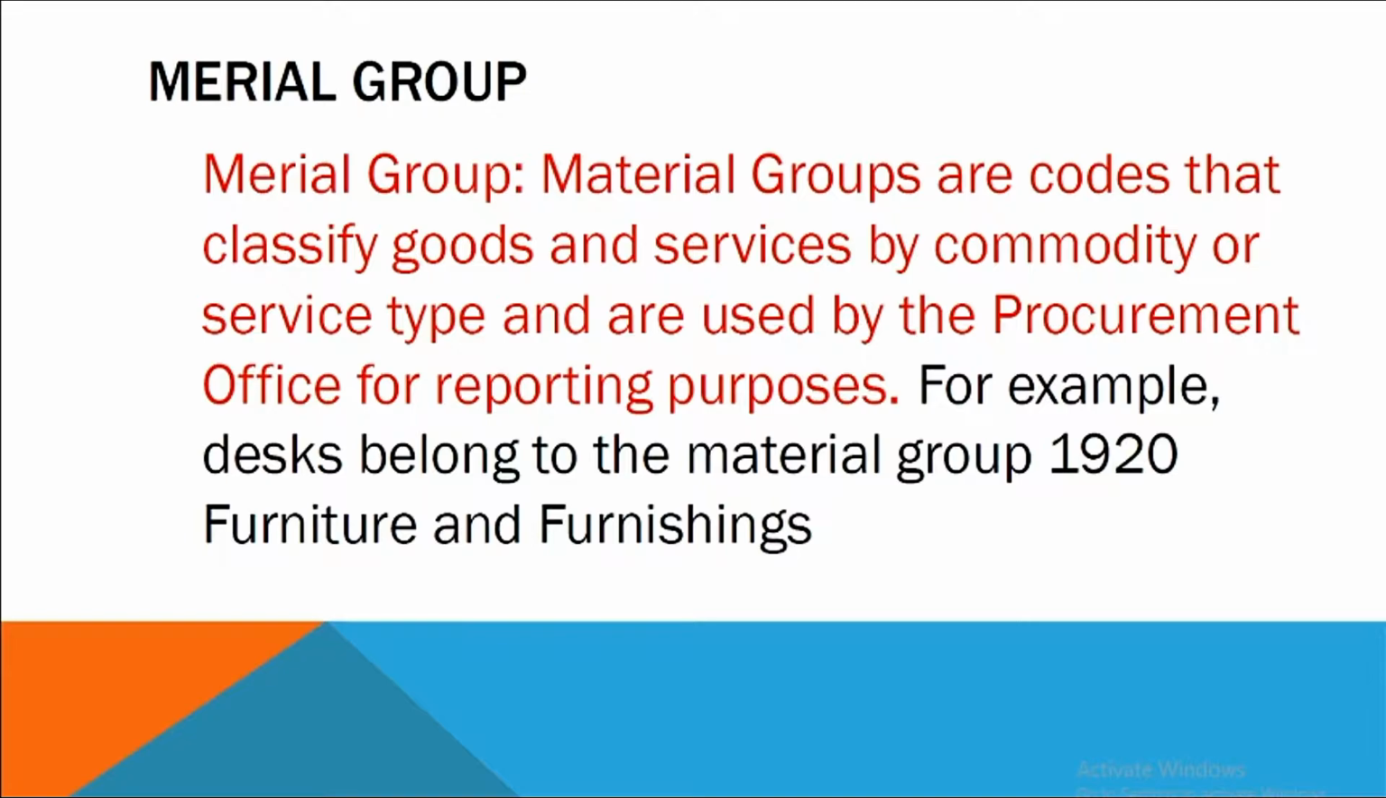Material group. Material groups are codes that classify goods and services by commodity or service type and are used by the Procurement Office for reporting purposes. For example, desks belong to the Material Group 1920 Furniture and Furnishings.